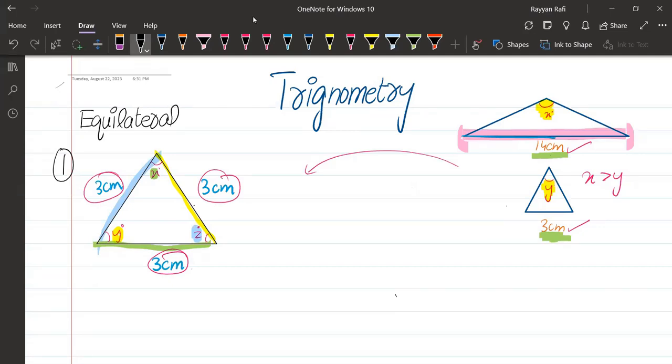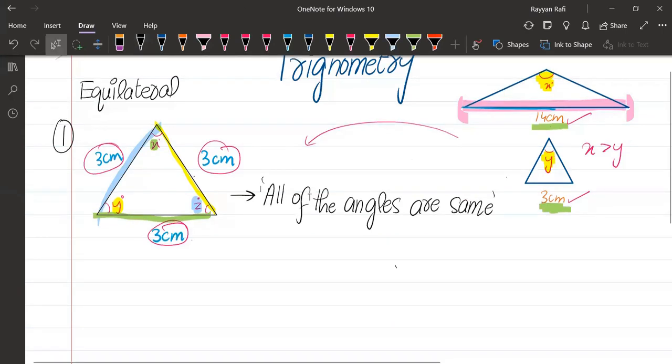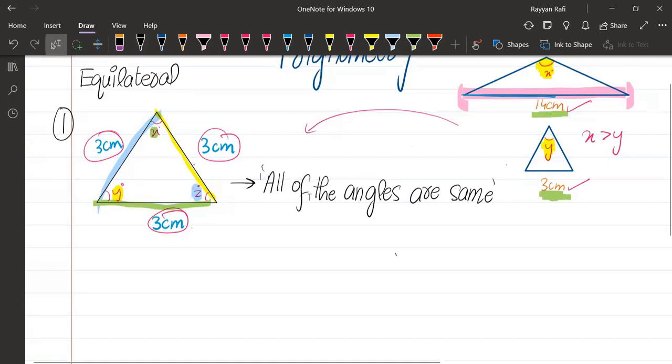The special property of an equilateral triangle is that all of the angles are the same. In other words, just by writing this statement I can find out the value of x, y and z.